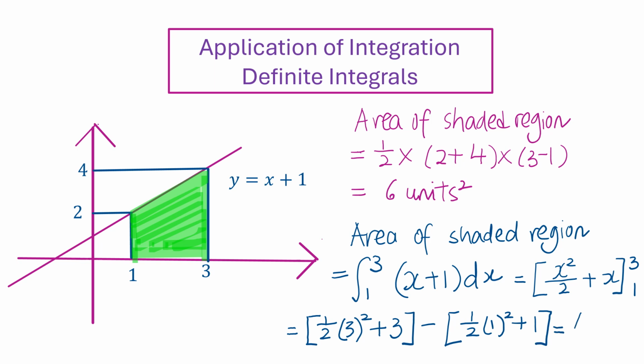And you see that I will get the same answer as what I found using the formula to find the area of a trapezium. So the second method of finding the area of the shaded region is using this concept called definite integrals. And for the next few slides, we'll be solving problems involving definite integrals.